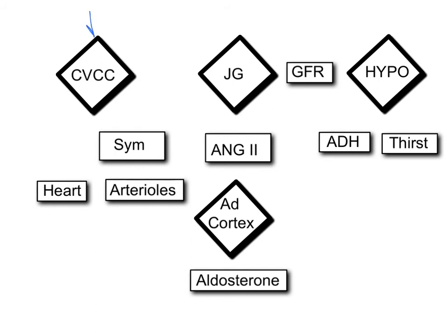Okay, so we have 1, 2, 3, 4, 5, 6 things coming in. Remembering these 2 are direct, hypothalamus and cardiovascular control center via receptors. Then we go to additional input. So we have another input coming into the cardiovascular control center. We have 2 more inputs coming into the JG cells. Don't forget about that other one coming into the GFR. Then we can start looking at output now.